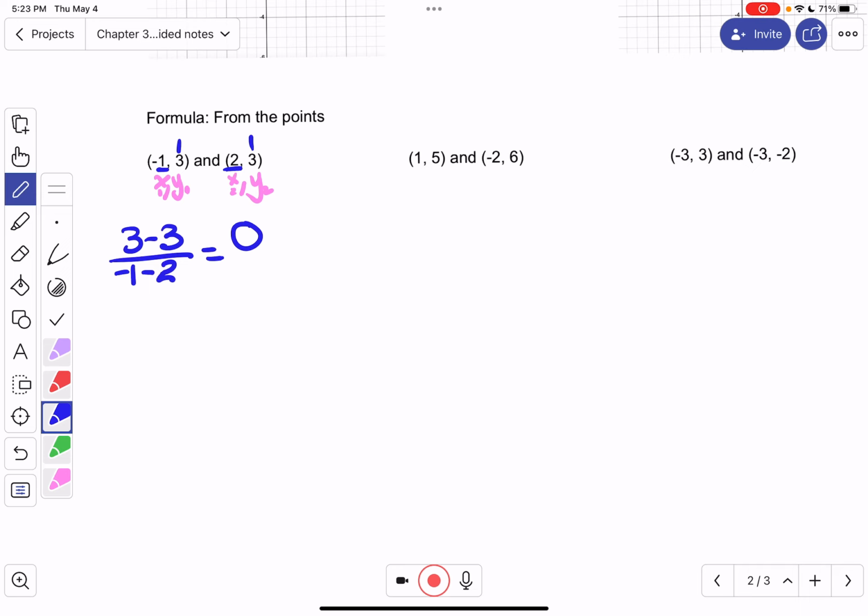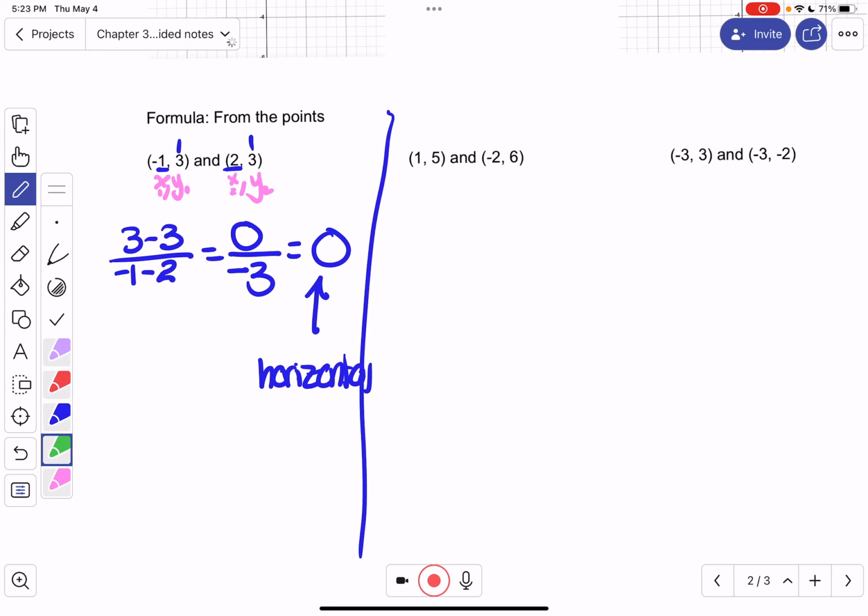3 minus 3 is 0. -1 minus 2 is -3. 0 divided by anything is 0. So the slope of this line is 0, meaning it's a horizontal line. Can do another one. You can pause the video and try it or keep watching. It's up to you. So my y's are going to be 5 minus 6. My x's, 1 minus -2. 5 minus 6 is -1. 1 minus a negative is plus, so 1 plus 2 is 3. So the slope between those 2 points would be -1/3.